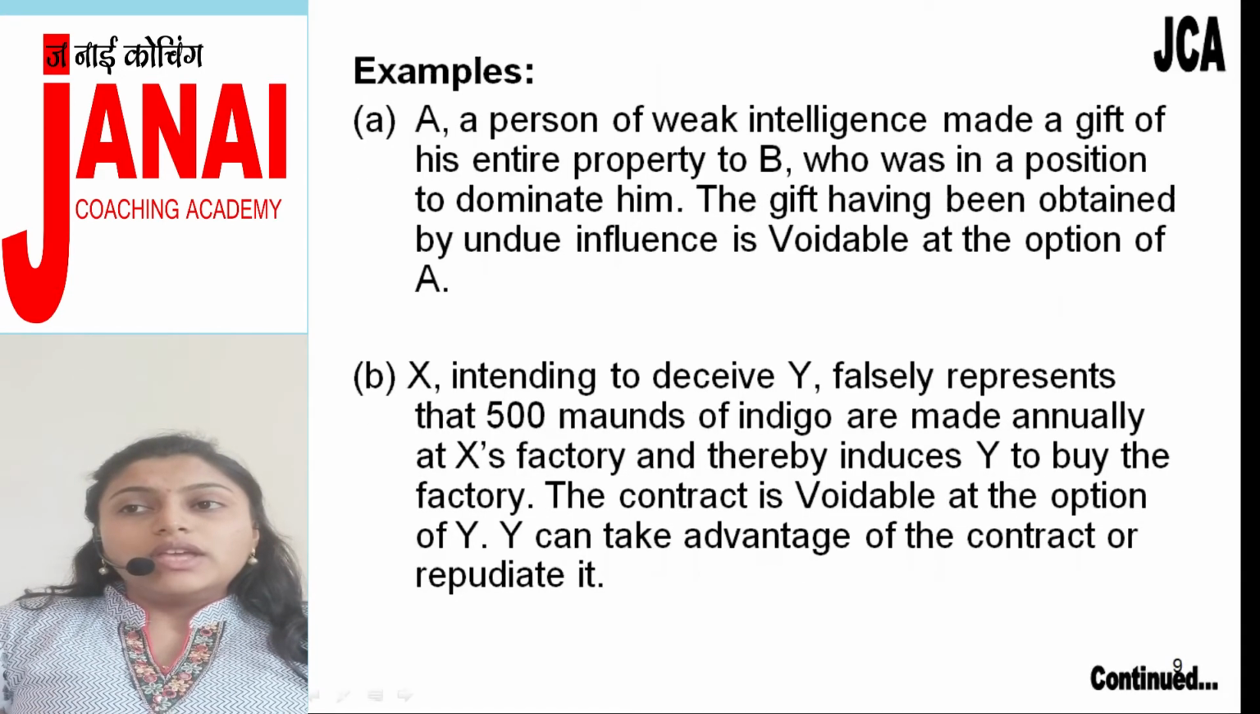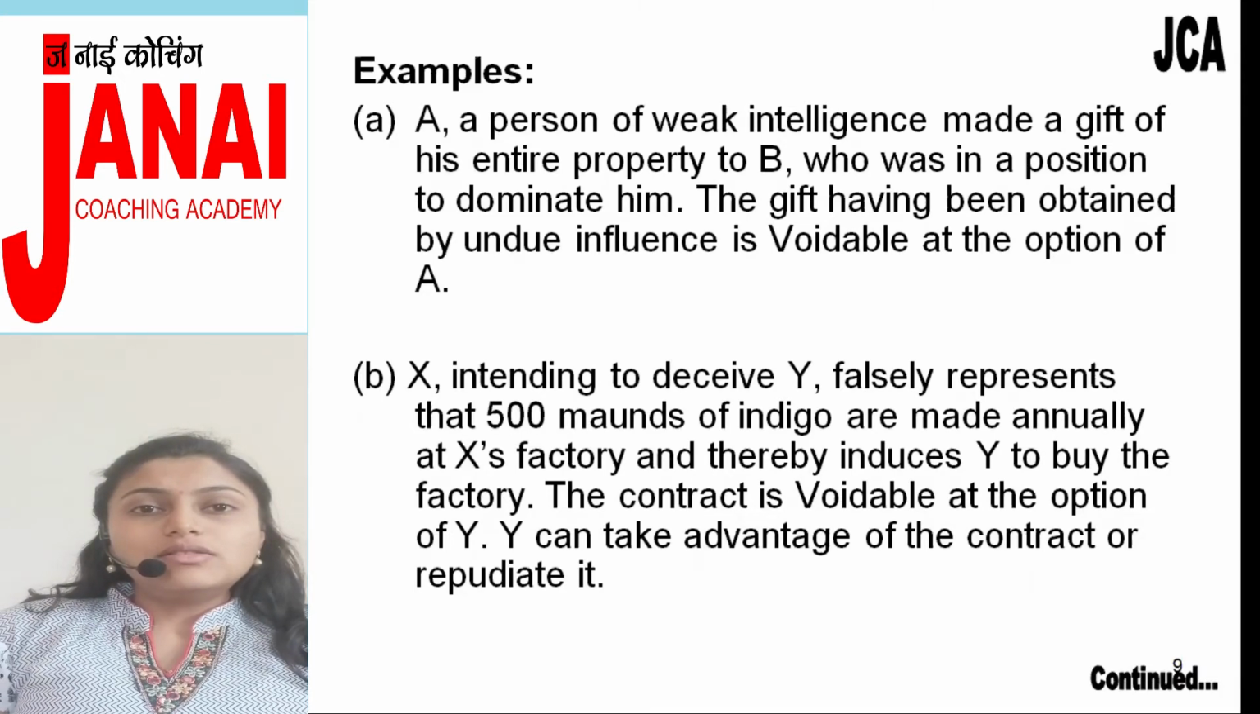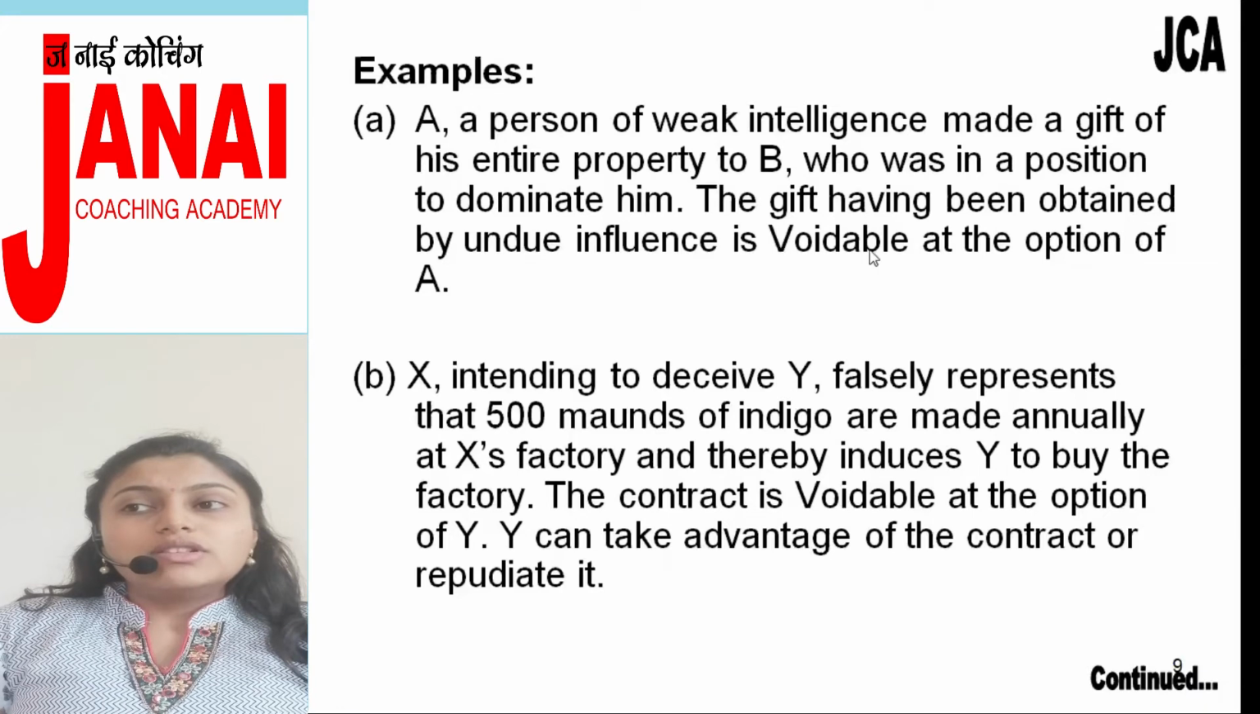For example, A, a person of weak intelligence, made a gift of his entire property to B, who was in a position to dominate him. The gift having been obtained by undue influence is voidable at the option of A. Here, A is a person of weak intelligence, meaning he is not a competent party. But in certain situations, he has the intelligence. In that case, suppose he enters into a contract, then the situation will be different. Now, it is up to A, the person of weak intelligence, whether to continue with the contract or to discontinue.